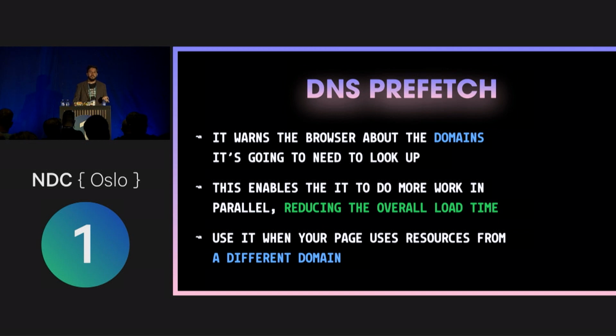The second thing is DNS prefetch. As the name suggests, it's about domains. It warns the browser about what domains it needs to look up. And again, it reduces the overall load time. And this one is really handy when you have resources outside of your domain, so on a CDN or on something like Google Fonts, as I mentioned, or some other domain.